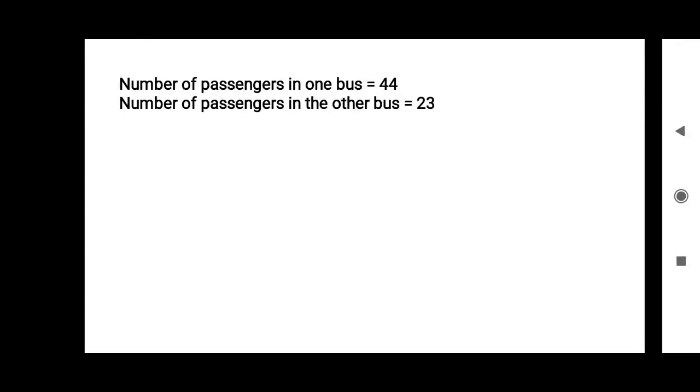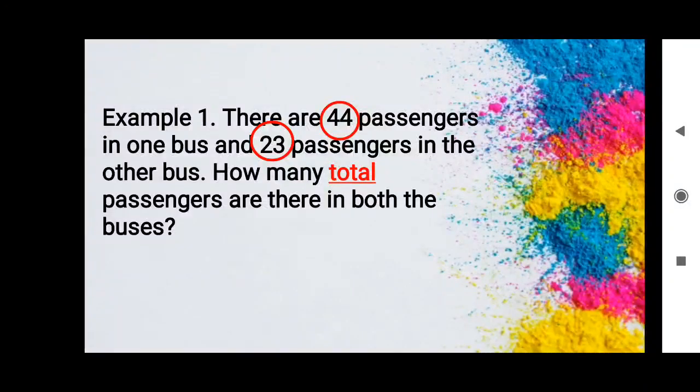Now, as you remember, the keyword was total. That means we have to add the numbers to get the final answer. As you can see in this question, they are asking you to tell how many total passengers are there in both the buses. That means you will add the numbers to get the final answer.